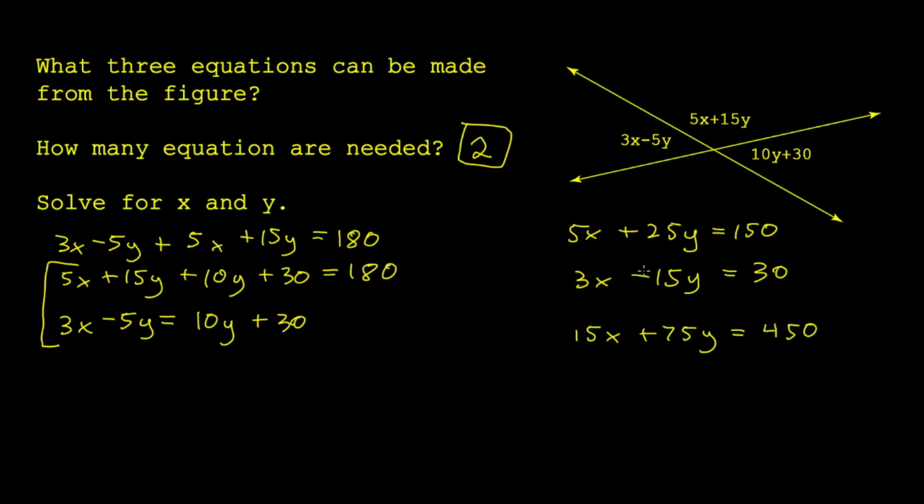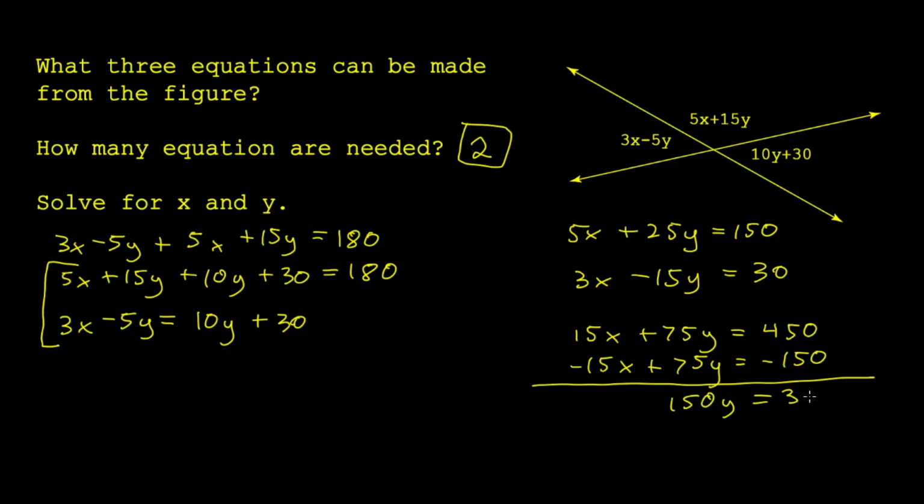We're going to multiply the bottom by -5, so we don't have to keep track of minus signs, we'll just add them. So negative 15x plus 75y equals negative 150. Now we do our elimination. You can do substitution, but generally on these, elimination is faster and easier. 15 minus 15 is 0. 75 plus 75, that is 150y equals 300. And then y equals 2.